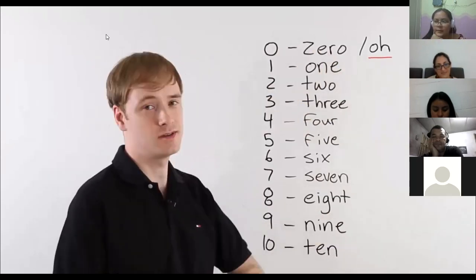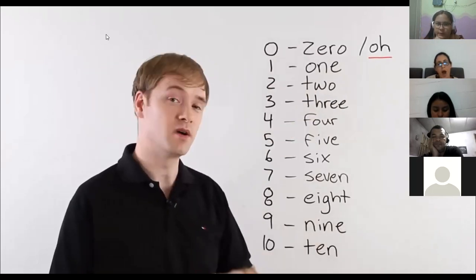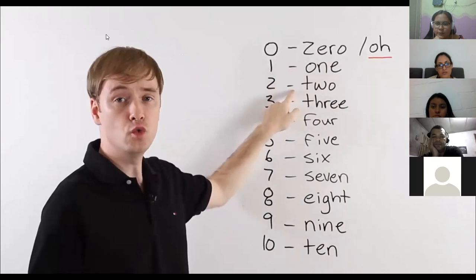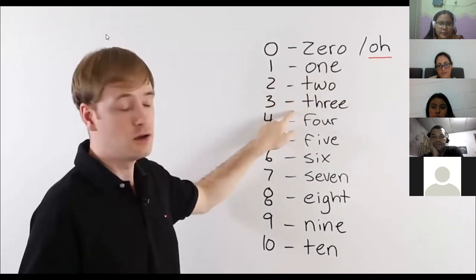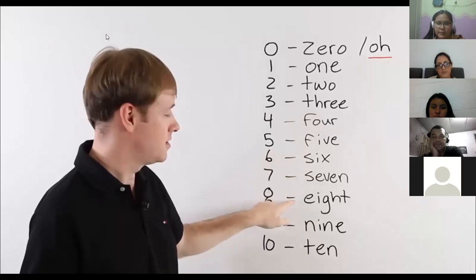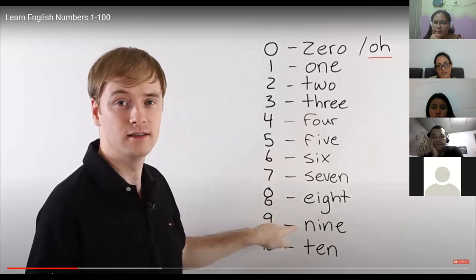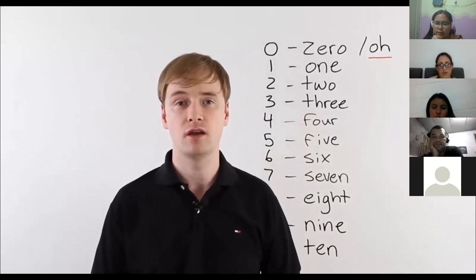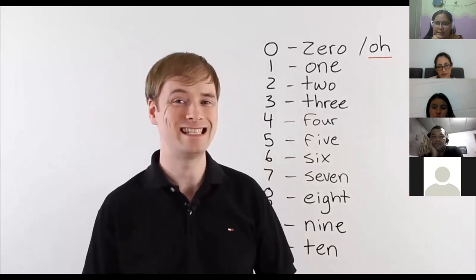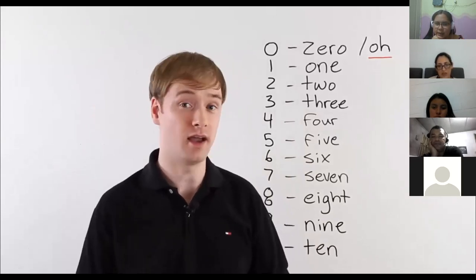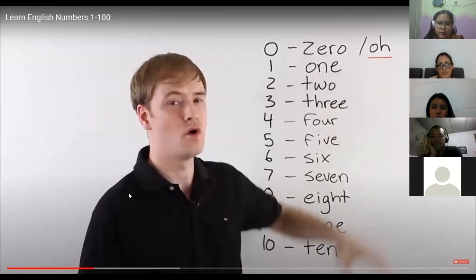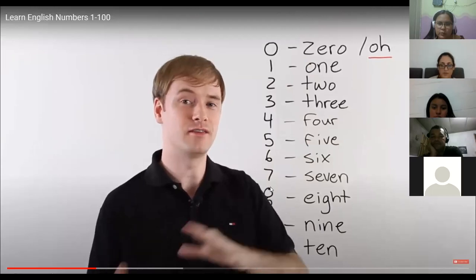Let's move on to the next numbers. They're a little bit easier. Listen to my pronunciation of each number. The first one, one, two, three, four, five, six, seven, eight, nine, and ten. Okay, so one more time. One, two, three, four, five, six, seven, eight, nine, ten. All right, and don't forget zero and O, okay?